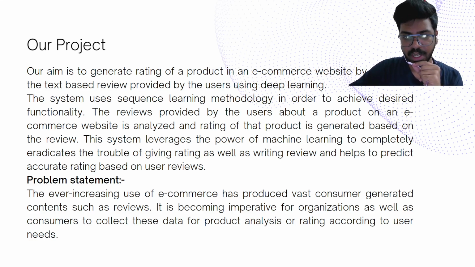So our aim is to generate a rating of a product in an e-commerce website by analyzing the text-based review provided by the user using deep learning. The system uses sequence learning methodology in order to achieve the desired functionality. The reviews provided by the user about a product on an e-commerce website are analyzed and the rating is generated based on the review. This system leverages the power of machine learning to completely eradicate the trouble of giving a rating as well as writing a review, and it helps to predict an accurate rating based on the user's review.